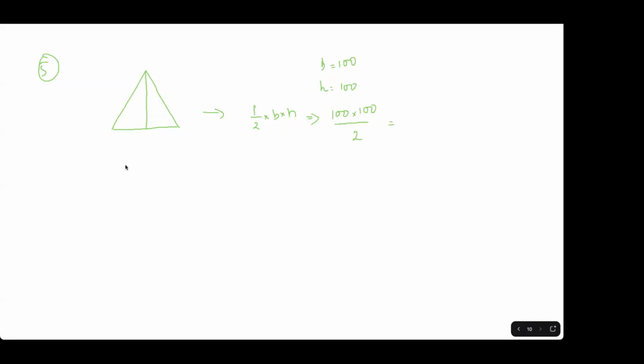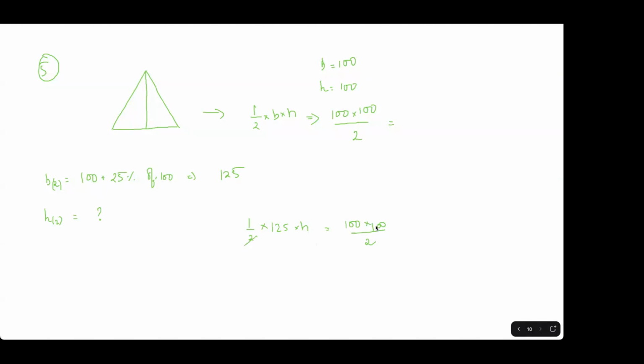This was our first base. Now the base is increased. So base 2, which is the increased one, is how much? 100 plus how much they have increased, students? 25. So 25% of 100 is 25 only. So the new base is 125. Now the height we don't know. So we'll write half into 125 into height is equal to 100 into 100 upon 2, so that the area stays the same, as they have given us.